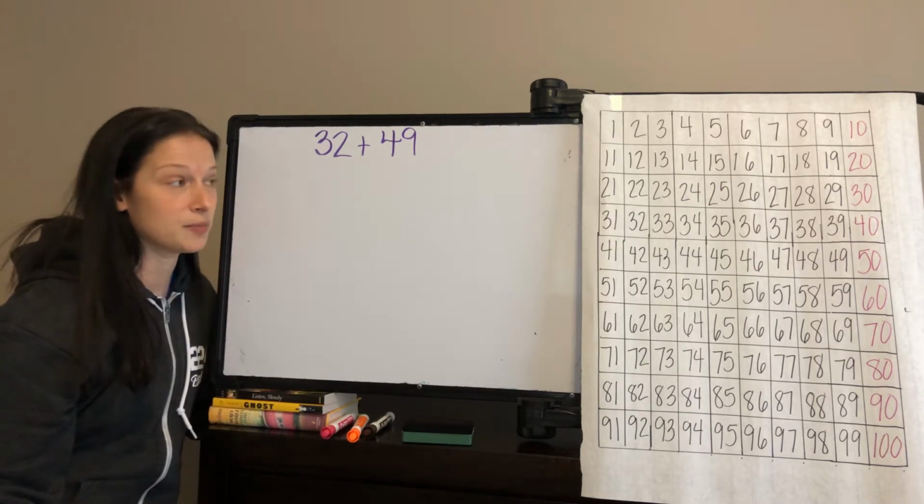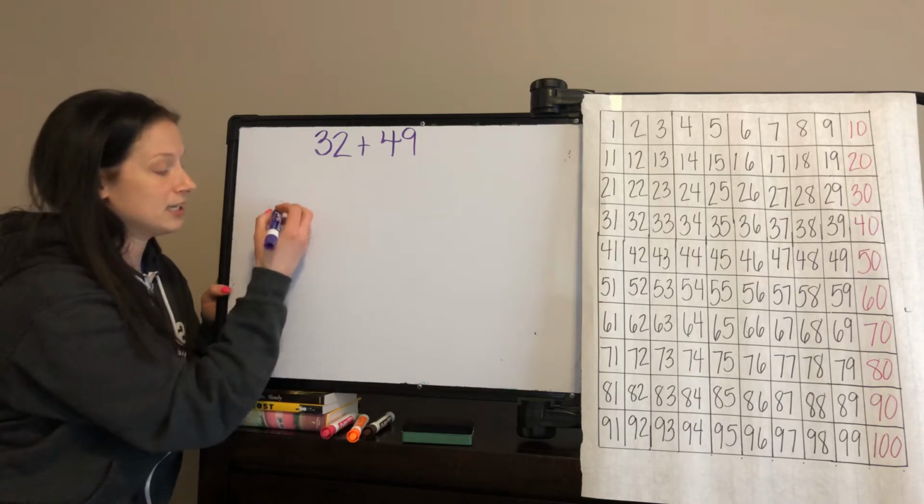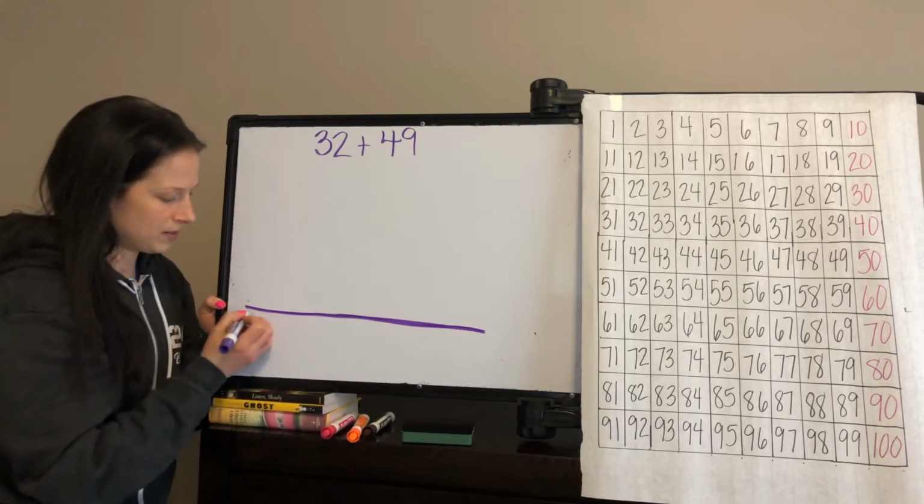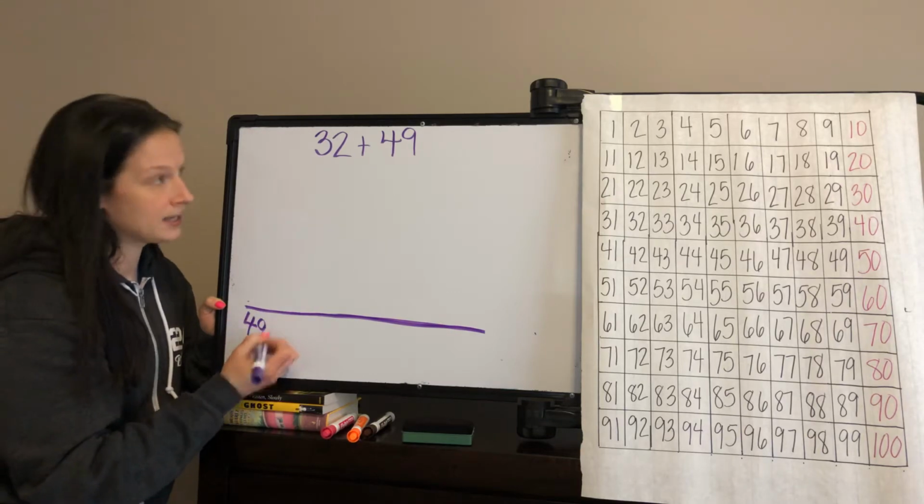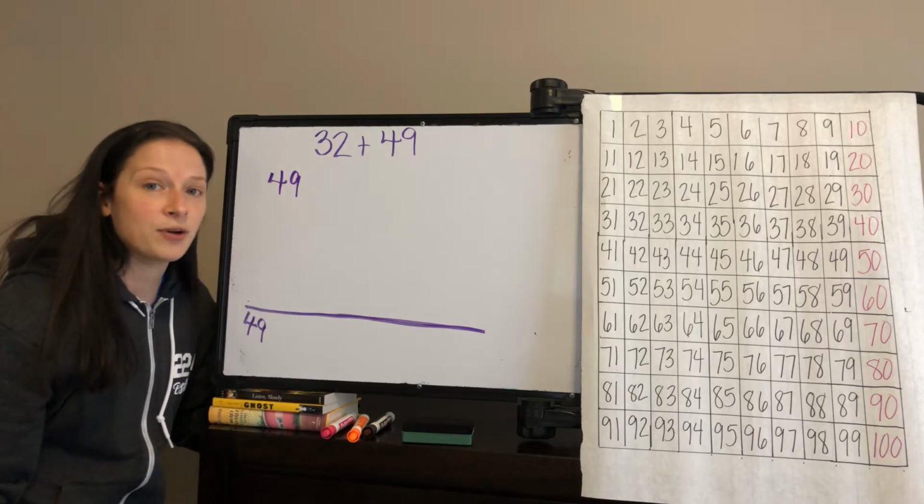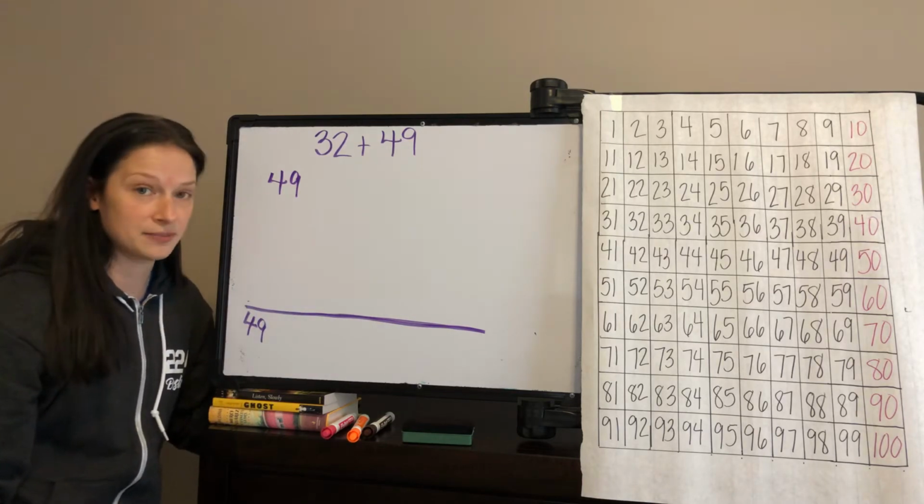So that's what I'm going to do. I'm going to start with 49. I'm going to keep it whole. I'm going to illustrate this many different ways right now. So I'm going to put 49 on my number line, and I'm going to think about how can I add 32 to that.